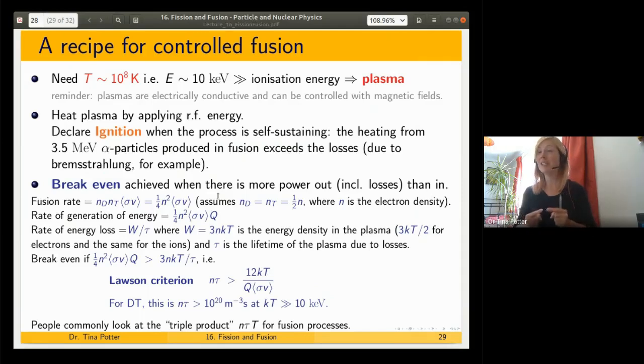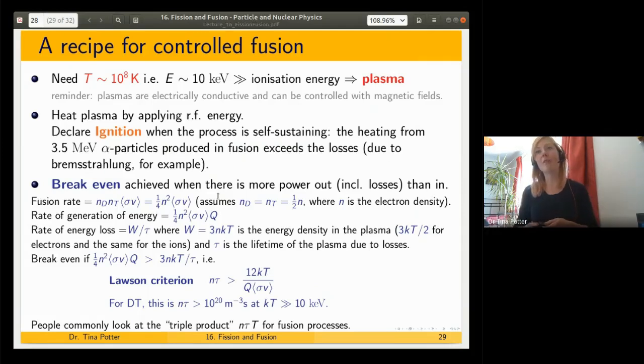Now, if the process is self-sustaining, that we get basically heating from our helium, our alpha particles, that exceeds the losses that we're going to get from just simple radiation from photons. So we get Bremsstrahlung, for example, leaking away the energy from our plasma. But if the heating that comes back into it from our helium-4 nuclei exceeds those losses, then we can declare ignition. And we've been able to do that.